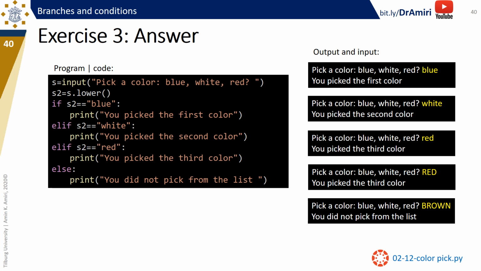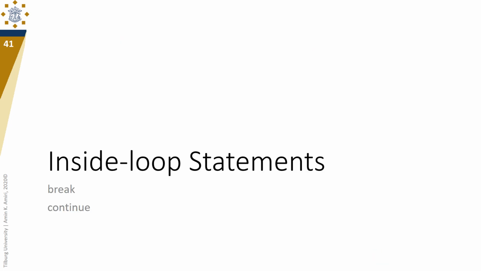So if S2 is equal to blue, you print first color. Elif S2 equals white, you print the second color is picked, and elif S2 equals red, you will print you pick the third color. And then you have an else clause so that if the given string is different than blue, white, or red, you print you did not pick from the list.